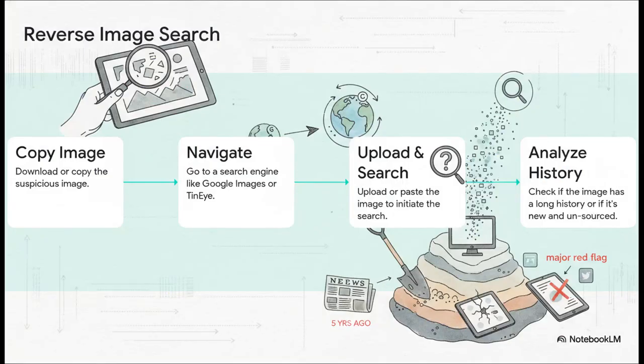Honestly, your most powerful tool here is probably one you already know: reverse image search. It's incredibly simple. You just take the suspicious image, pop it into a search engine like Google Images or TinEye, and basically ask the internet, hey, where did this come from? The results are like digital archaeology. If the image shows up on a credible news site from 5 years ago, that's a good sign. But if it only just appeared yesterday on a bunch of brand new anonymous accounts, that's a massive red flag.